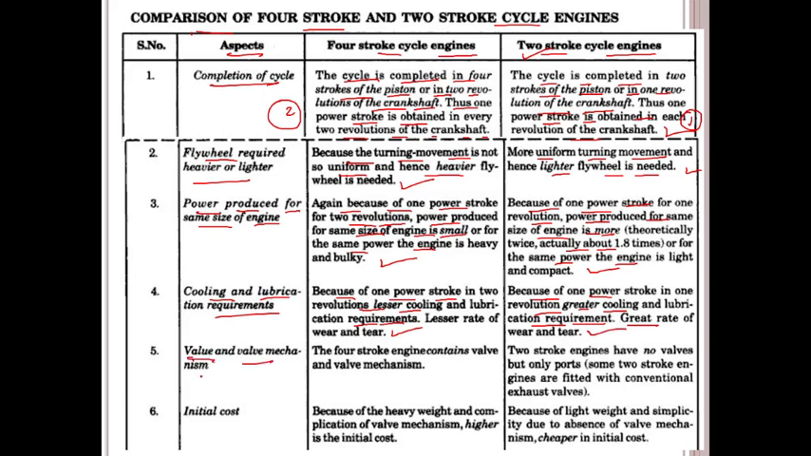Valves and valve mechanism. The four-stroke engine contains valves and valve mechanisms. The two-stroke engine has no valves but only ports. Some two-stroke engines are fitted with a conventional exhaust valve. Initial cost: because of the heavy weight, complication and valve mechanism, the initial cost is higher. Because of the light weight and simplicity, due to the absence of a valve mechanism, it is cheaper in initial cost.